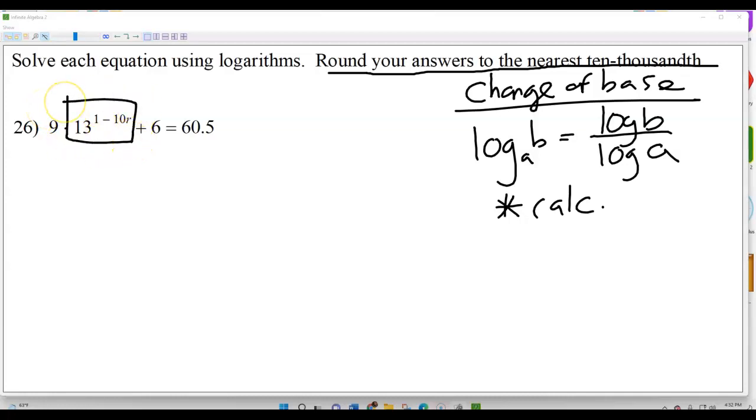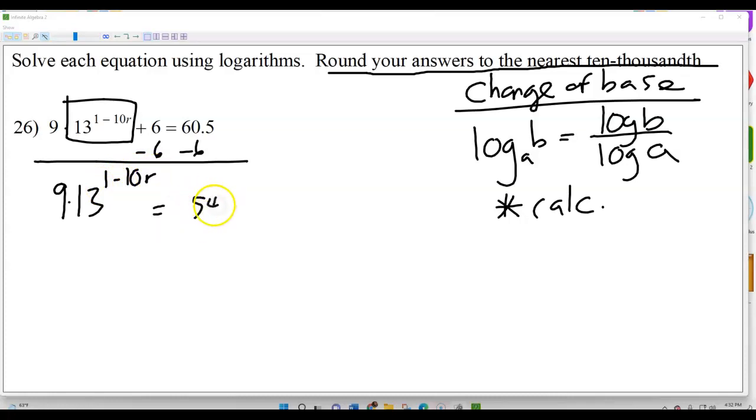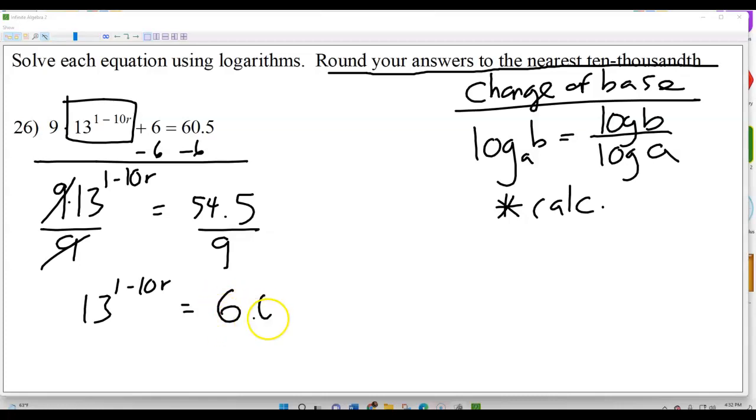So let's get this part by itself. That's the exponential part. So we have some outside numbers we want to get rid of. I'm going to start by subtracting 6 on both sides. I believe that would be 54.5. And then we're going to divide both sides by 9. And at that point, I'm going to need my calculator because that's a pretty big number. So let me get that out there. 54.5 divided by 9 is some really crazy looking expression, 6.05, and just kind of keeps going after that. So there's that.